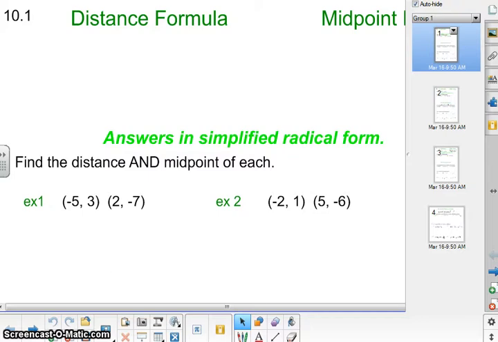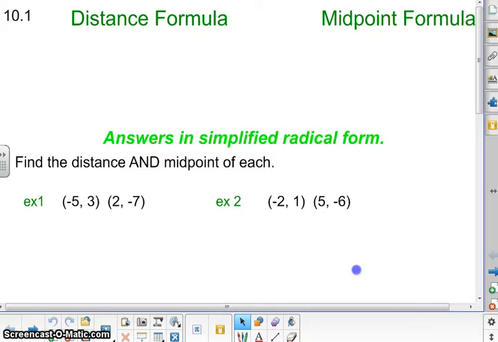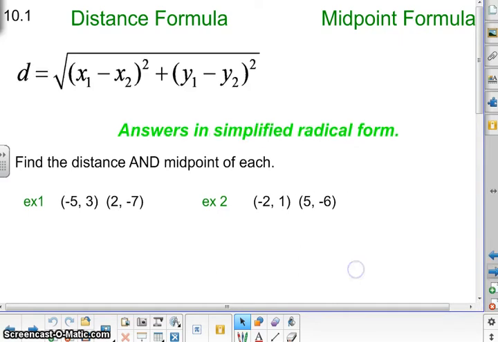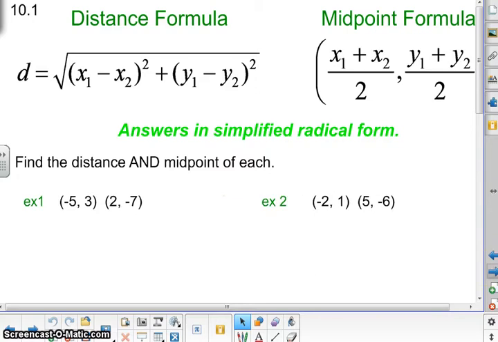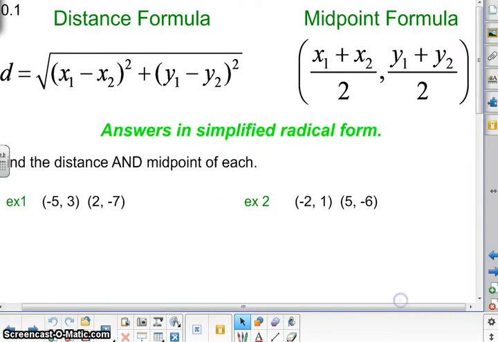Okay, so today we have distance formula and midpoint formula. Hopefully that is something that you are remembering at this moment right now. If not, here is the formula. Go ahead and write that down. Push pause if you need to. And then here's the midpoint formula. Go ahead and push pause and write that down as well.